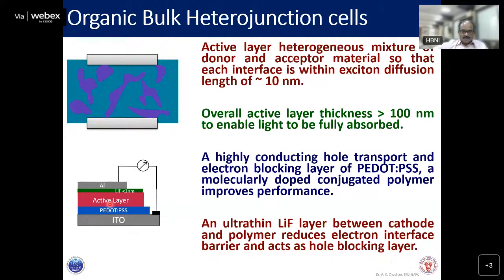So now we can see a total bulk heterojunction solar cell where over ITO, there is a PEDOT:PSS layer. Above that, there is an active layer, and above that, you have a lithium fluoride electron transport layer, and above that, you have an electrode, and then you can make a connection. And when light falls on this active layer, the current will flow through this circuit.